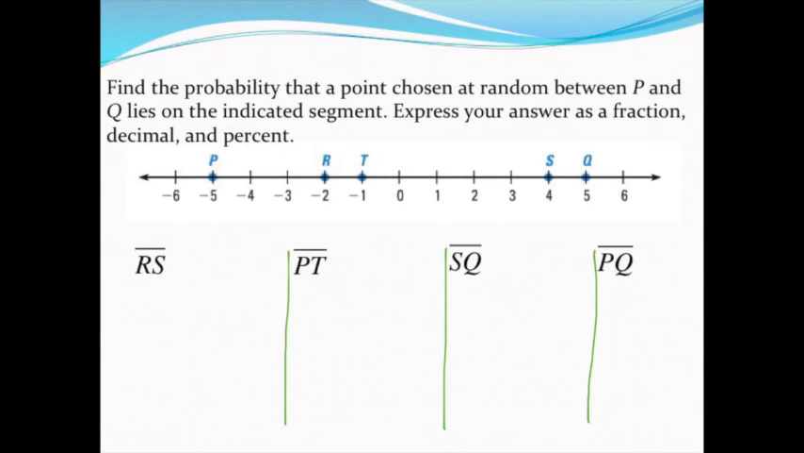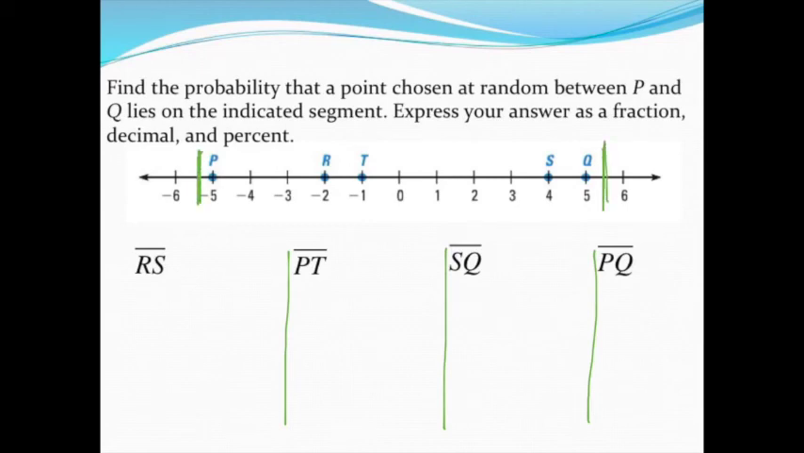To find the probability that I pick a point at random on this number line, I first need to know how long the number line is. So they've asked me to look at the points between P and Q. I can see that my number line goes a little bit longer, so I'm going to draw in the end points of that. P and Q is what I'm looking at.